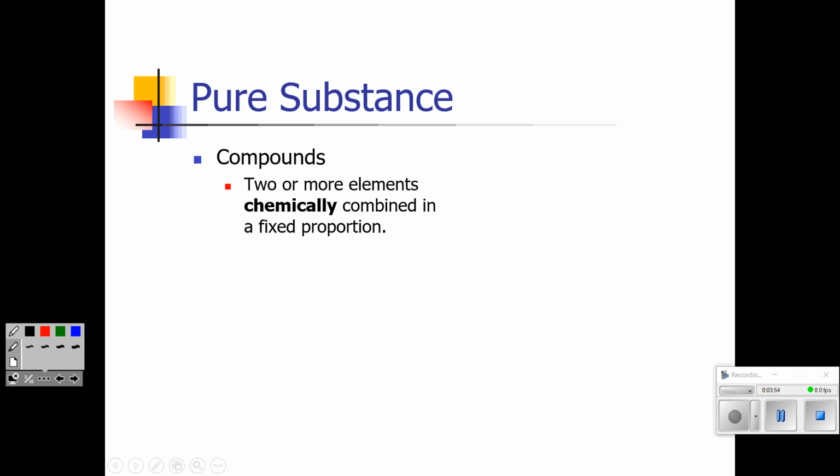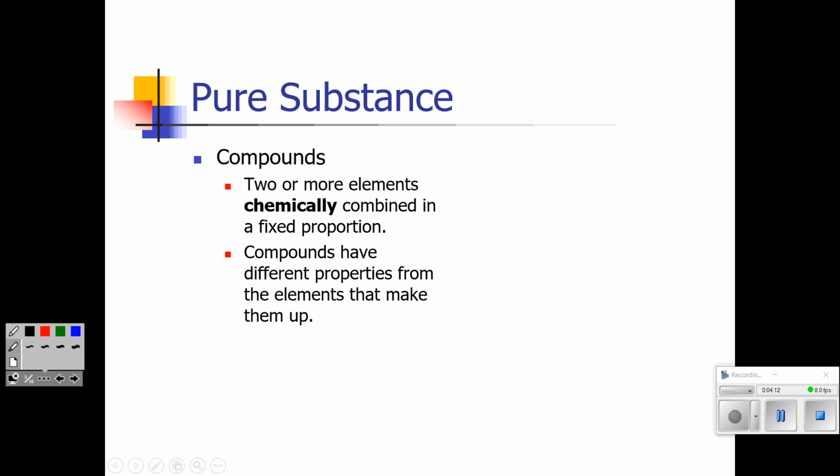Compounds have 2 or more elements that are chemically combined in a fixed proportion. When we say chemically combined, we have to think back to what we were talking about as far as chemical change. If they're chemically combined, it's going to change the elements into something new and different. Therefore, compounds will have different properties from the elements that make them up. And compounds can be represented by chemical formulas that show the fixed proportion inside a compound.